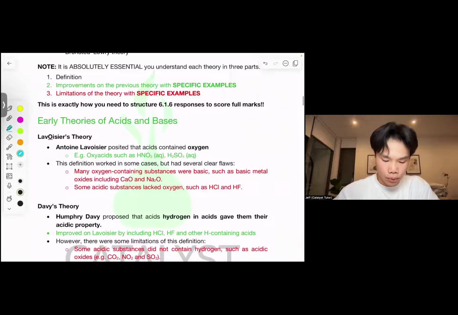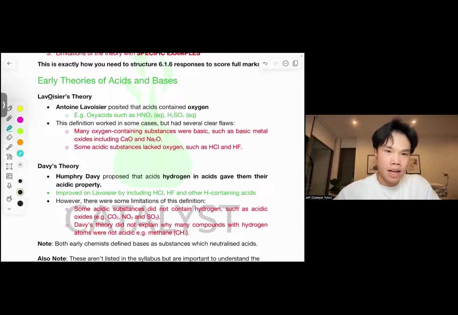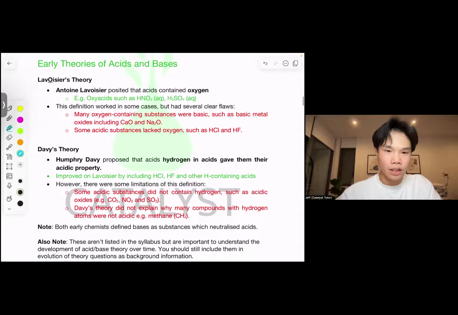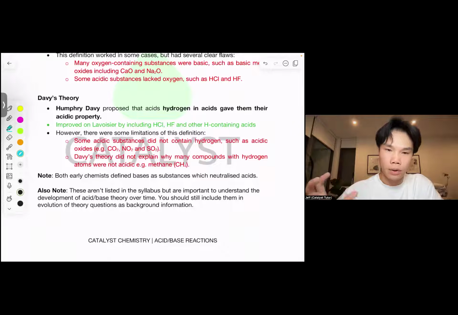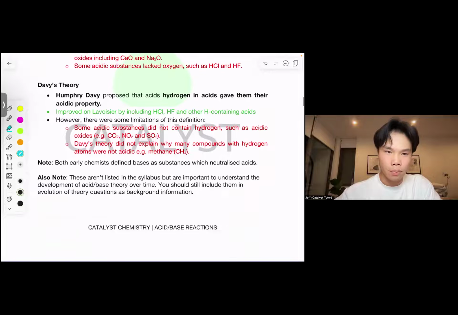So just going through them all quickly, Lavoisier said that acids would contain oxygen. This worked for things like HNO3 and H2SO4, but did not work for many other acids that didn't contain oxygen. And it also didn't work for things that contain oxygen and weren't acidic. Davy came along and said all hydrogen-containing compounds are acids. This was false because, while some acids would be classified as acids on this definition, things that didn't contain hydrogen could still be acidic, like CO2, and it didn't explain why some substances that had hydrogen weren't acidic, like methane.